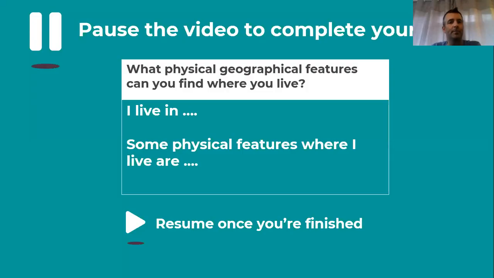So I live in, so you would say Upton or Dorset. Some physical features in my area are, and then you can have a think about what they're going to be. So for example, I live in Dorset, and some physical features in my area are Ringwood Forest with lots of trees, and Durdle Door, which is a door-shaped rock in the sea. So those are two things that are natural features of the landscape and not created by humans. So they are physical features where I live in Dorset.